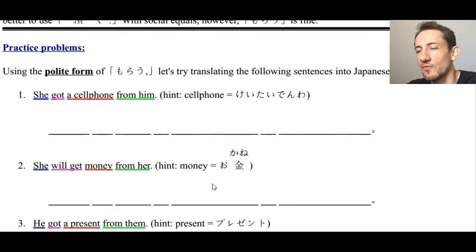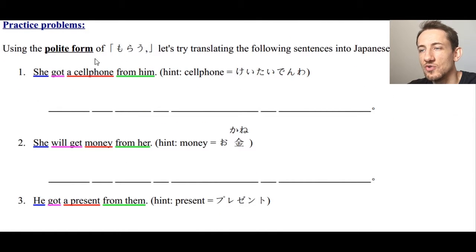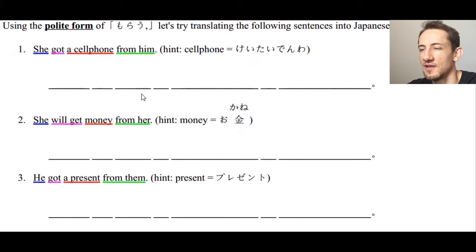Okay, so now just like before, we're going to look at some practice problems. So we're going to use the polite form of morau. So let's try translating the following sentences into Japanese. And I don't mean the really polite form, itadaku. We're just going to use the polite form, moraimasu, moraimashita. Okay, so number 1, 2, and 3. So pause the video, translate these.